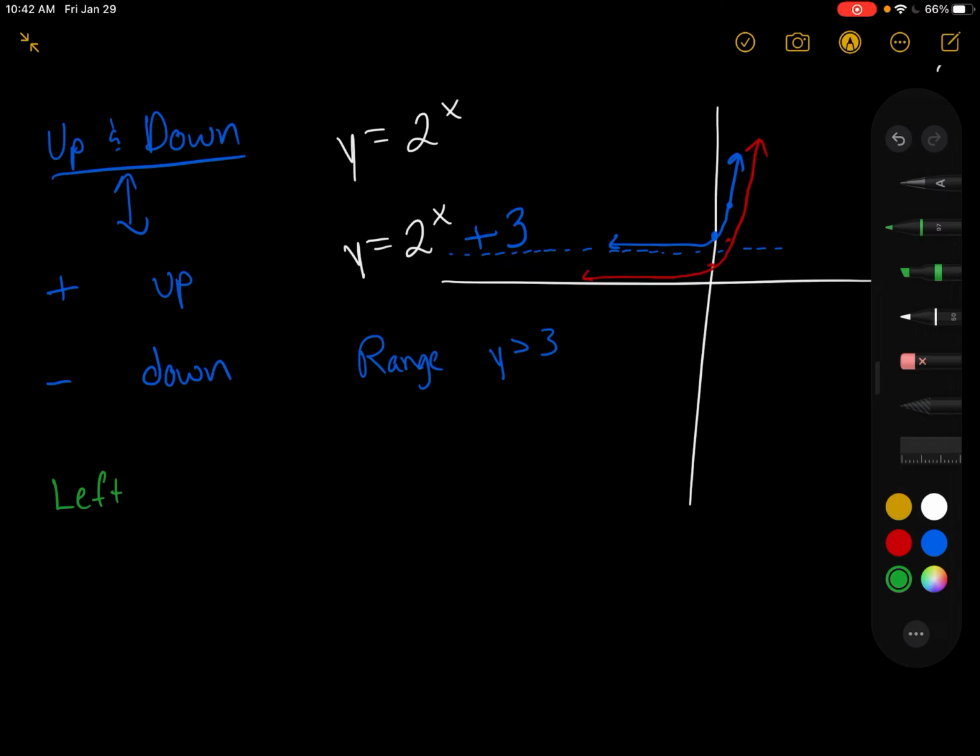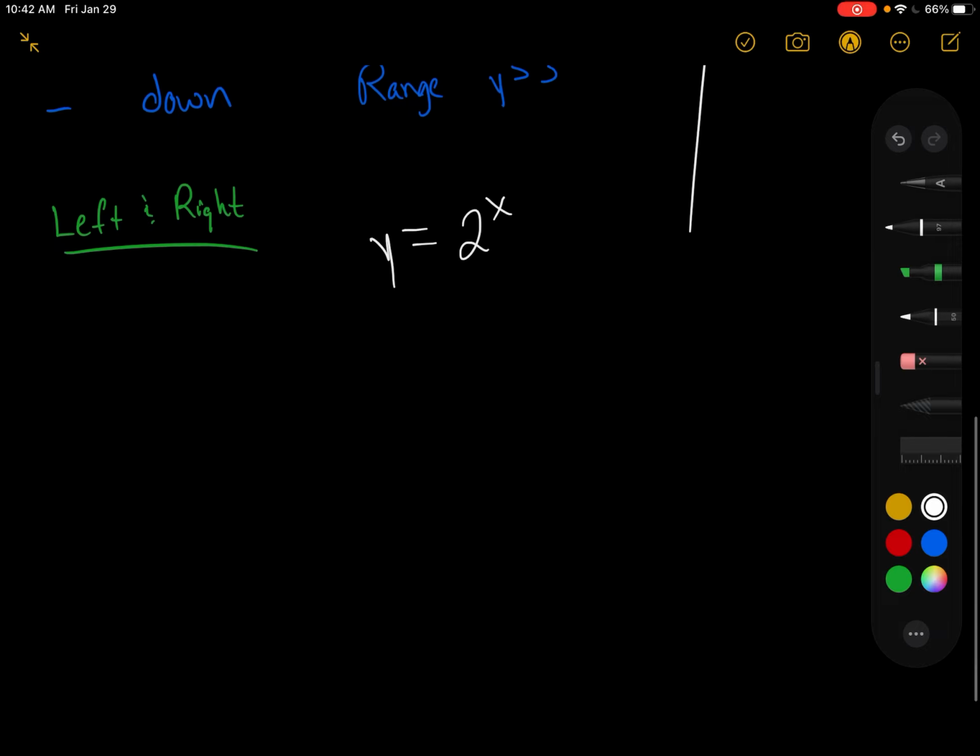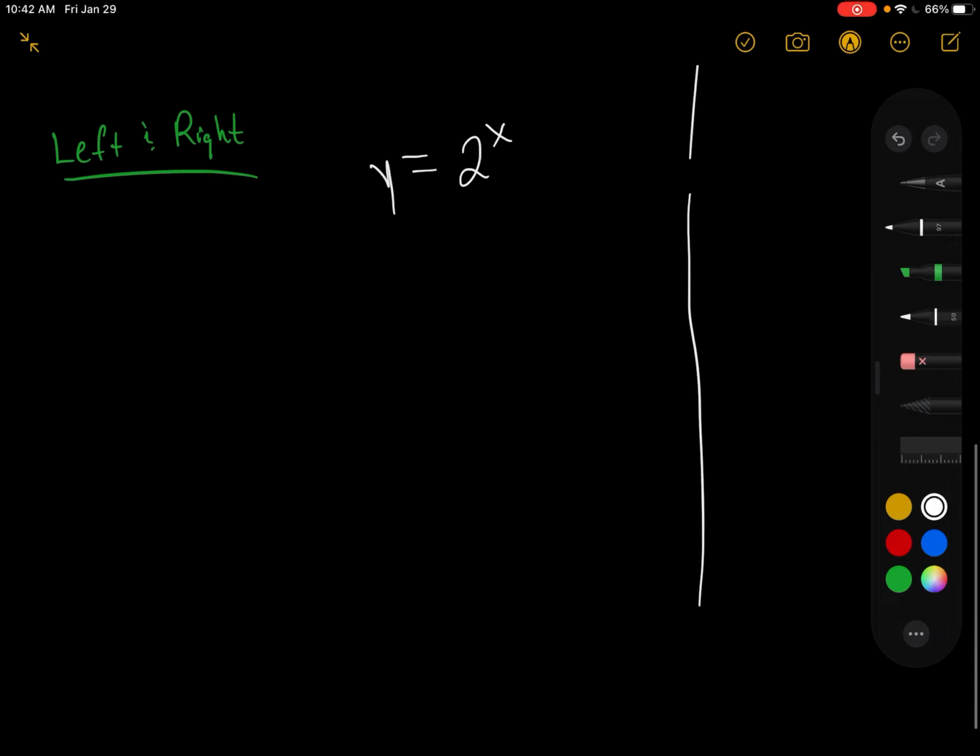So we can go left and right. So again, let's start with our original function. Y equals 2 to the x. And maybe we can draw another graph here just so we don't get confused. And let's see what happens that makes us move left or right. Well, this one is actually a little bit backwards, and this is how I remember it. It's the opposite of what you think.